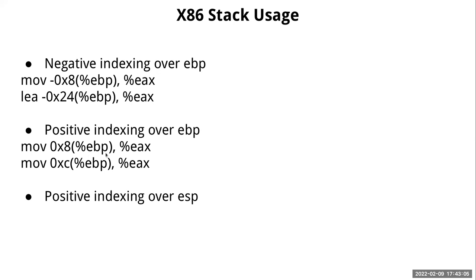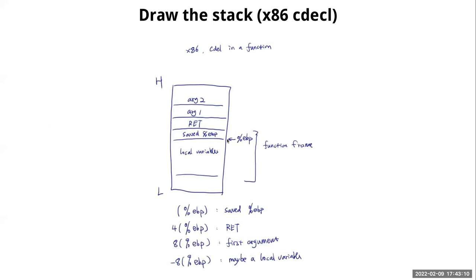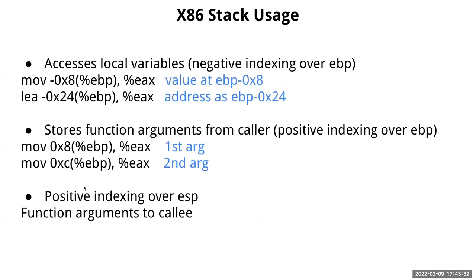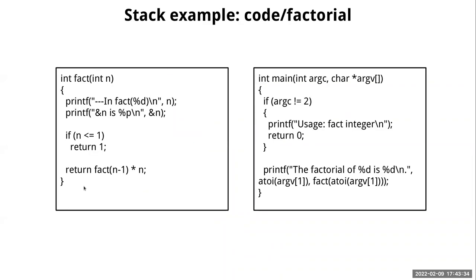But this one is a little bit different. This one is EBP plus eight. Like we said, EBP points to here, EBP plus four is return address, EBP plus eight is argument one. So this instruction is actually accessing the first argument. This instruction is accessing the second argument. Of course, this is 32 bit. If it's 64 bit, everything will be 4 bytes more. Okay. Let's say another example.